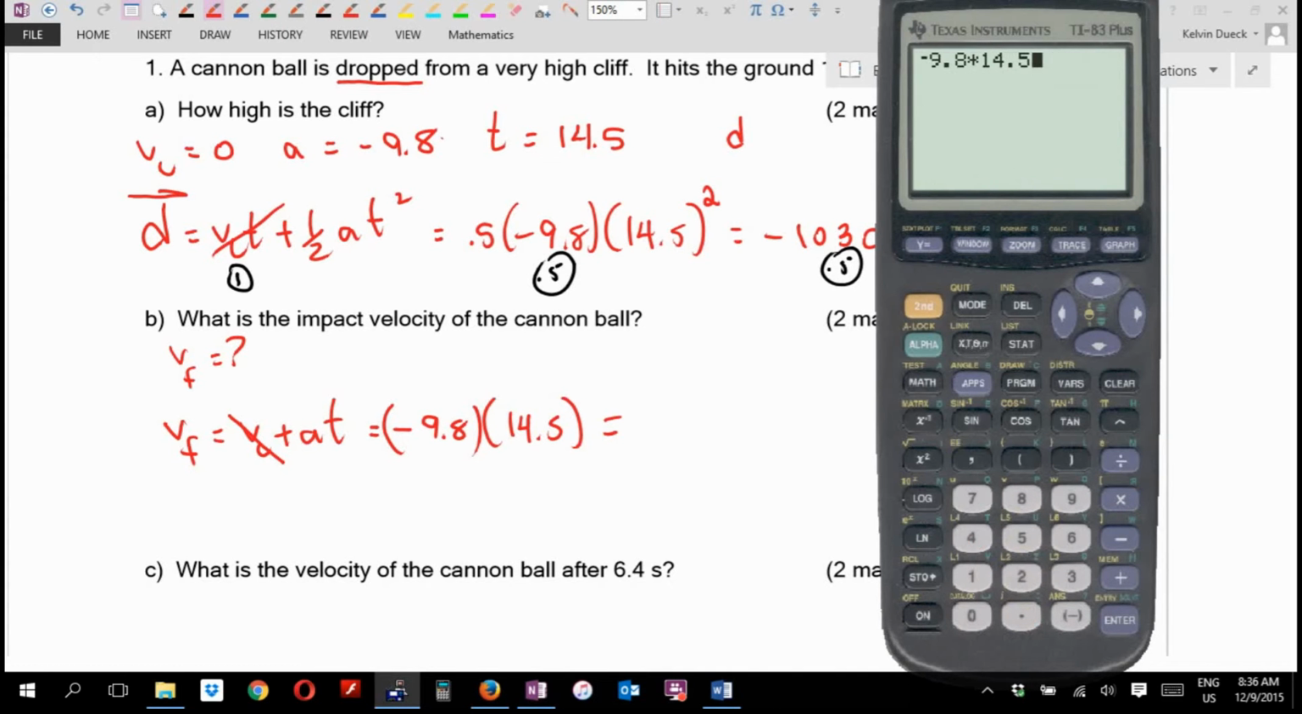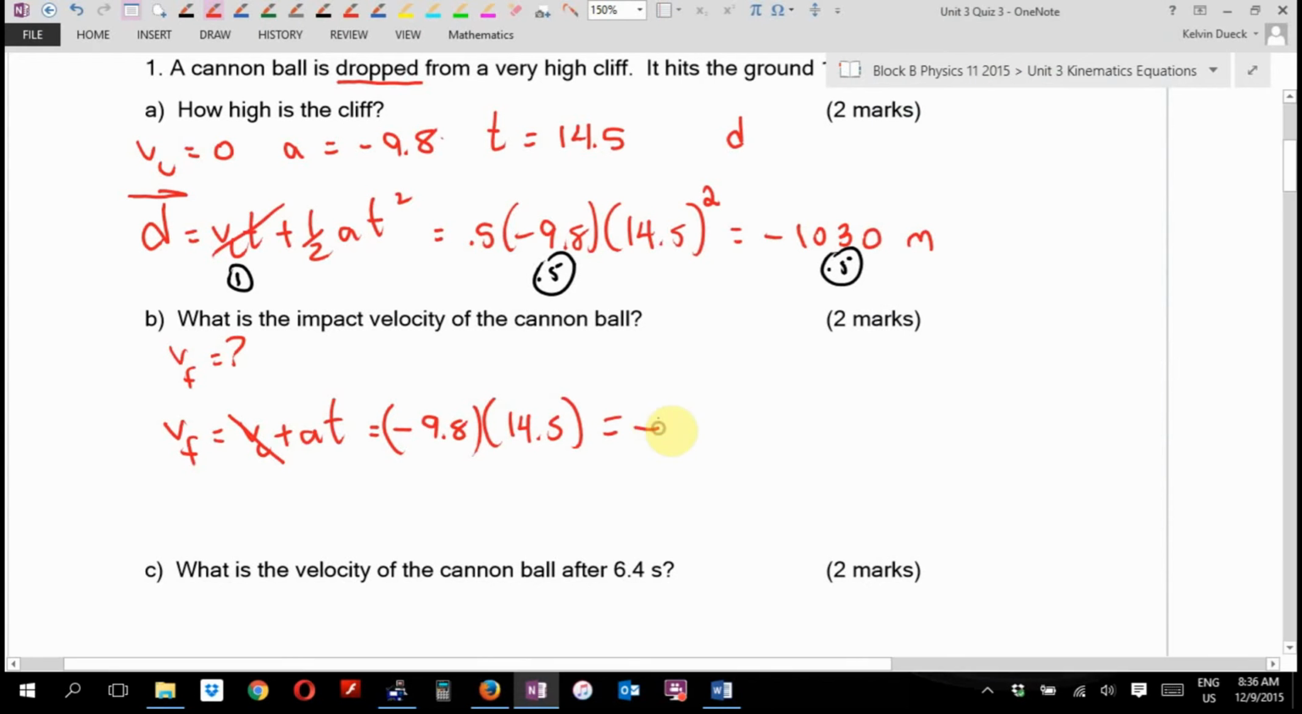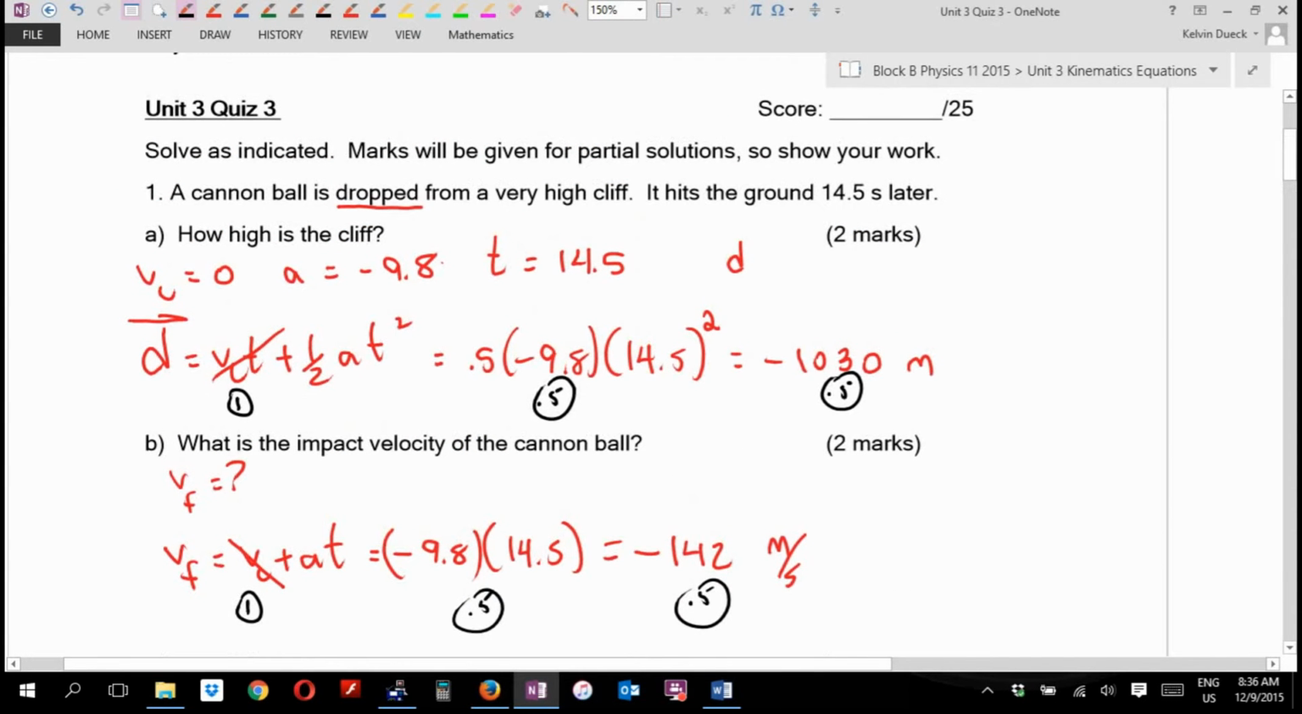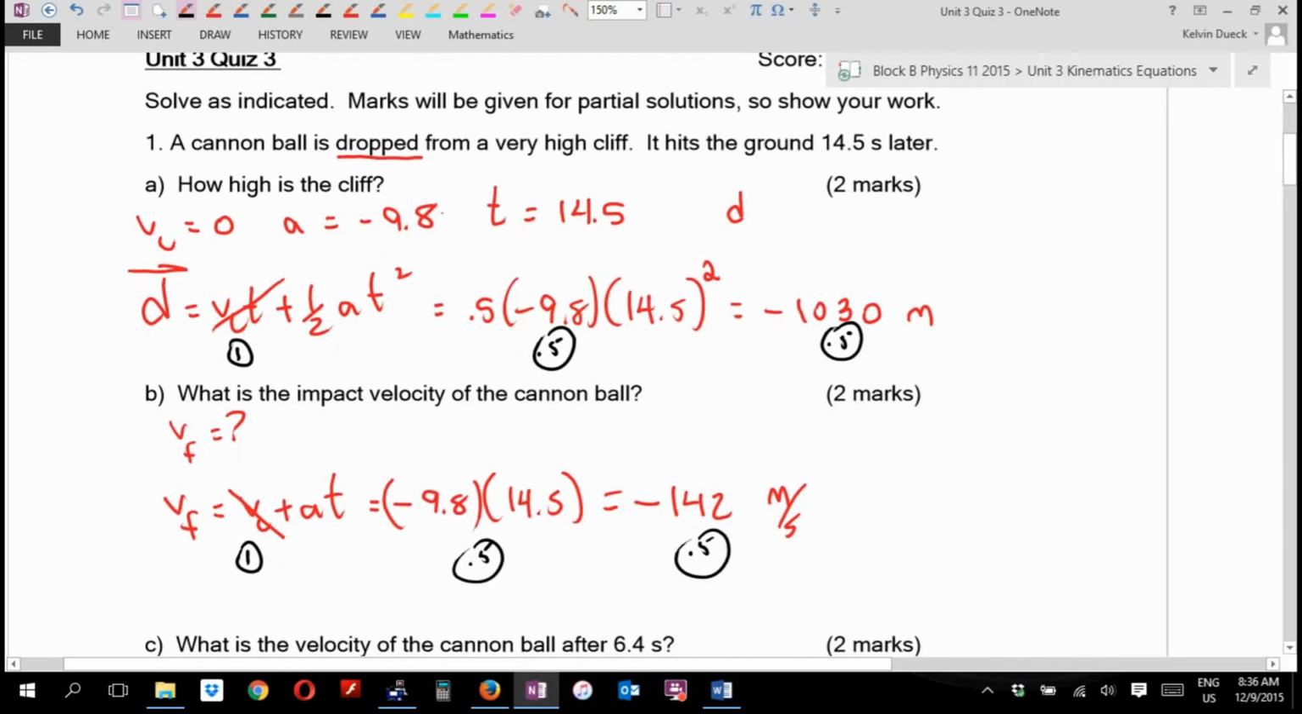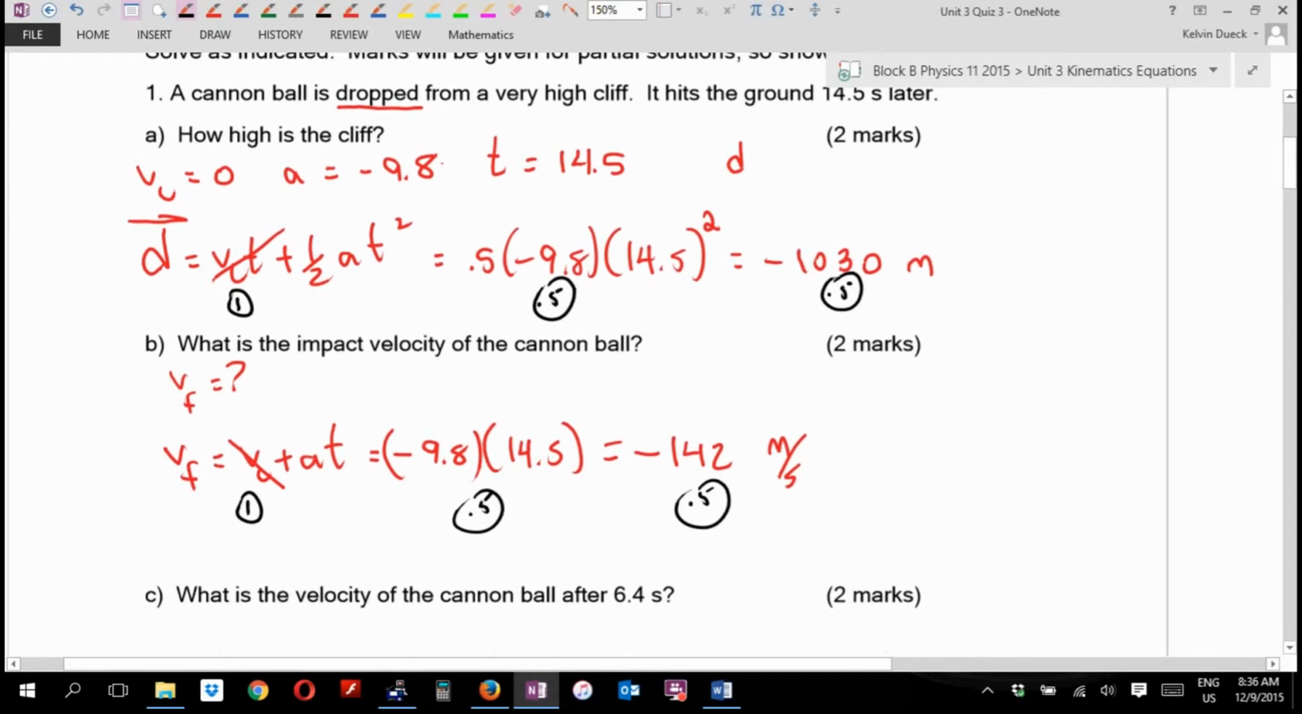Oops, hit a decimal there accidentally. Delete that. Negative 142.1. Yeah, I'll go 3 sig figs. And meters per second. Same deal: 1 mark, half mark, half mark. How many sig figs should I go to in this question? Yeah, 3 sig figs. 14.5 is 3 sig figs, so 3 sig figs. But again, I'm not going to be fussy on the sig figs.